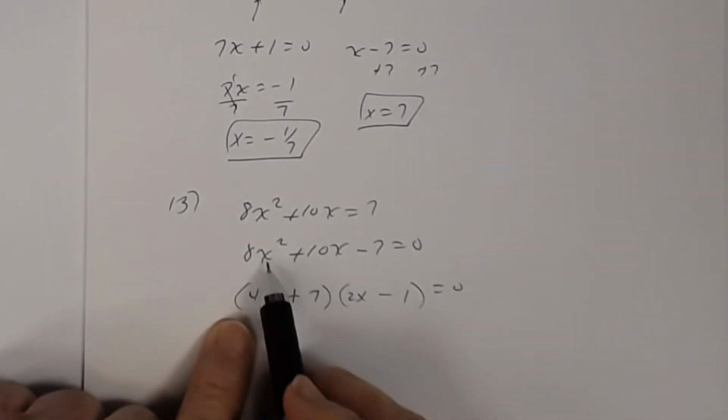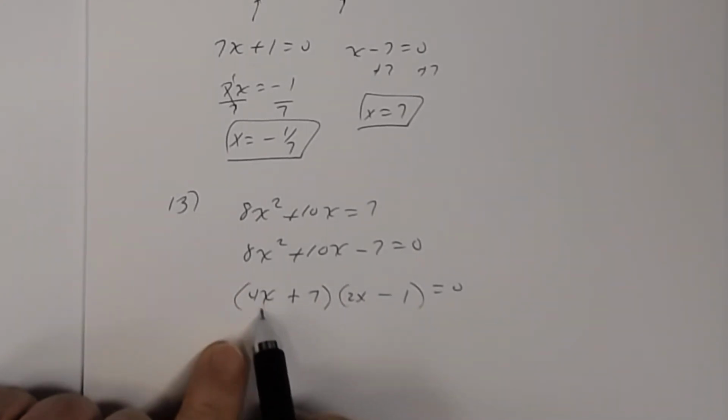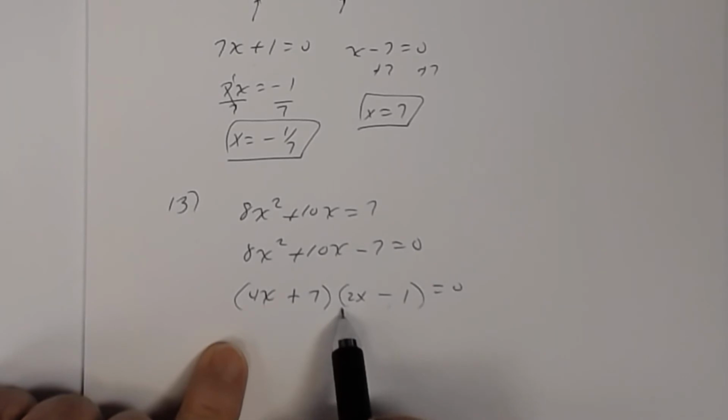4x times 2x, 8x squared. Positive 7 times a negative 1, a negative 7. The outer is a negative 4x. The inner is a positive 14x. When you add them up, you get 10x.